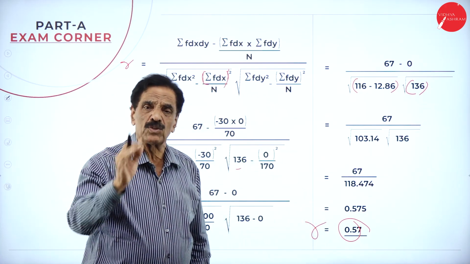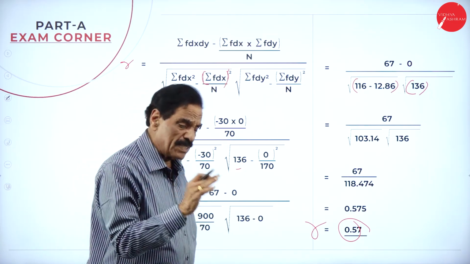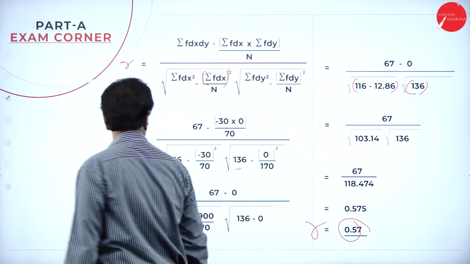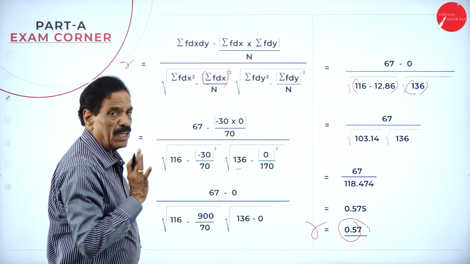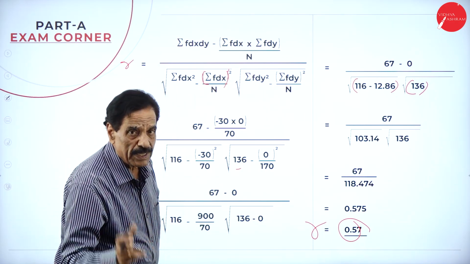R always should be less than 1. Then only your answer is correct. R means the relation should be positive. So in the examination, this is a formula. Be careful, you have to solve the definite problem. Slowly you construct the table.